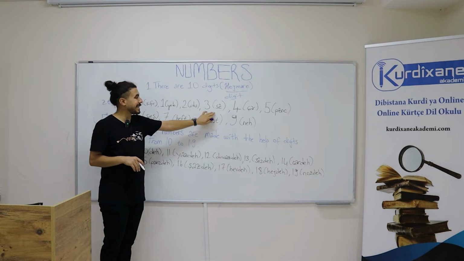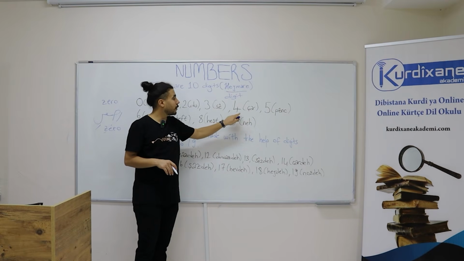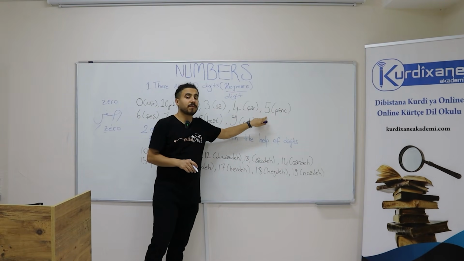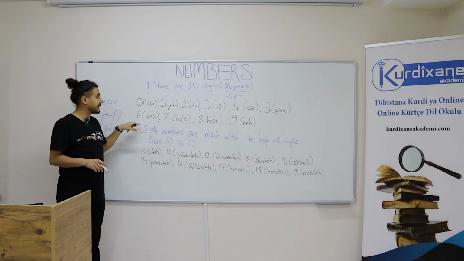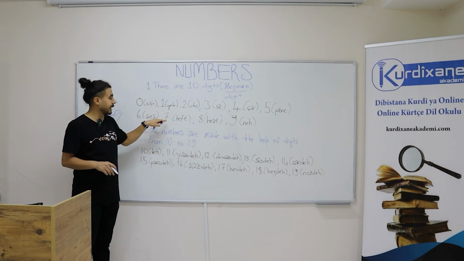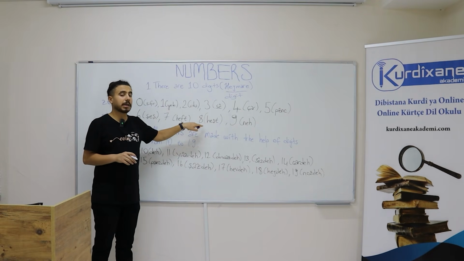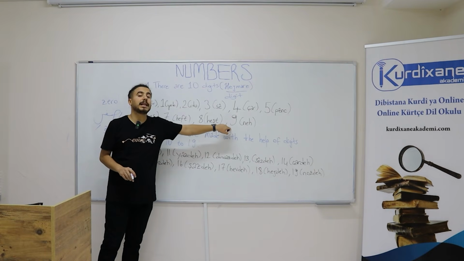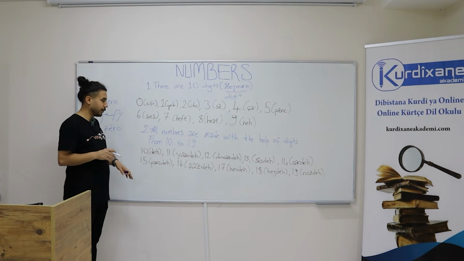Se, three. Char, four. Panj, five. Shesh, six. Haft, seven. Hasht, eight. Pay close attention to my pronunciation, please. Noh, nine. I'm going to repeat them at the end of the video.